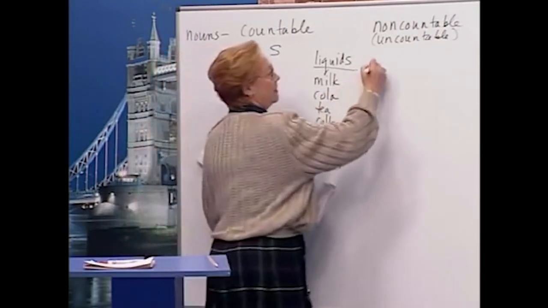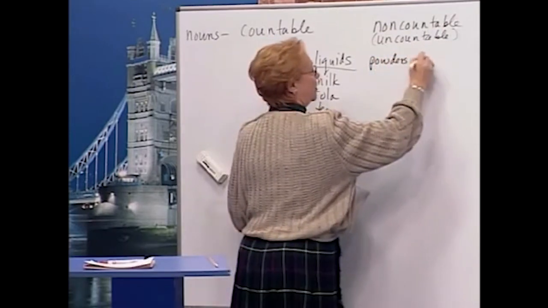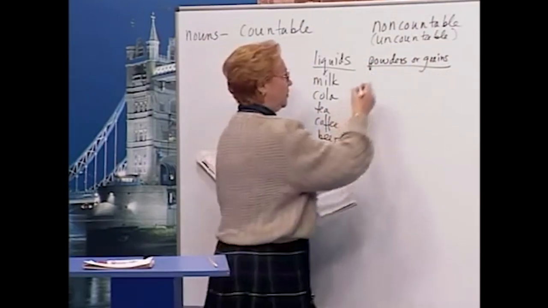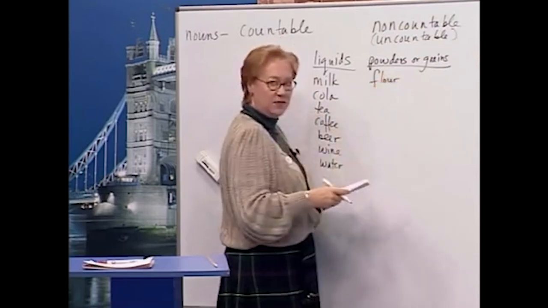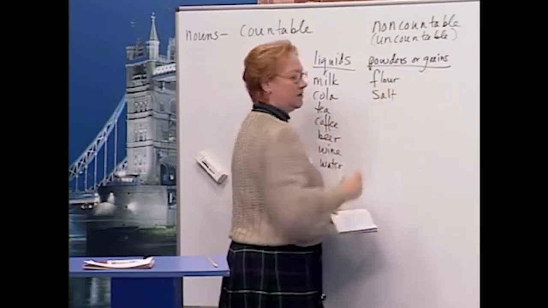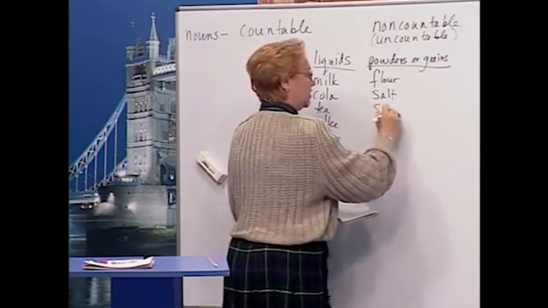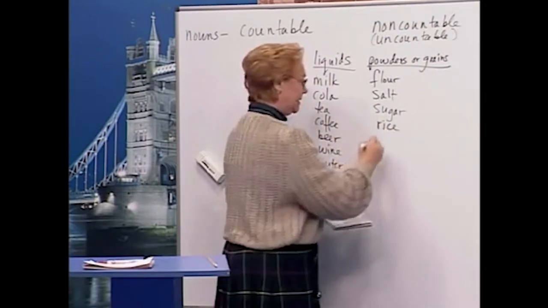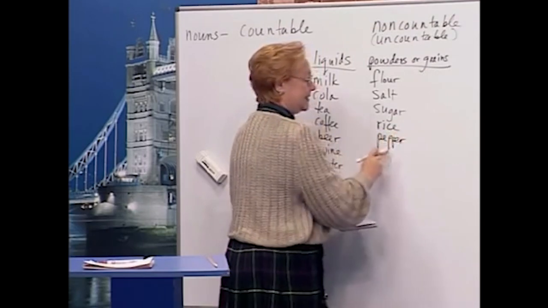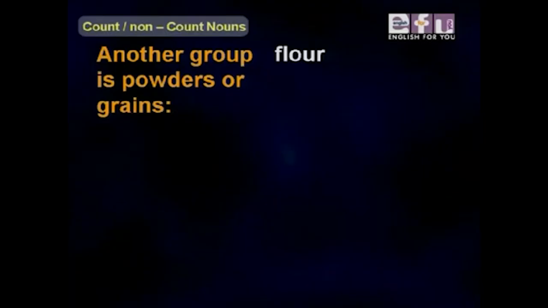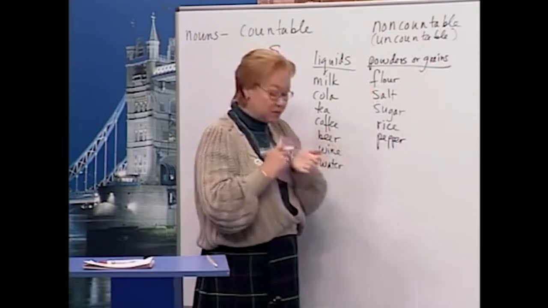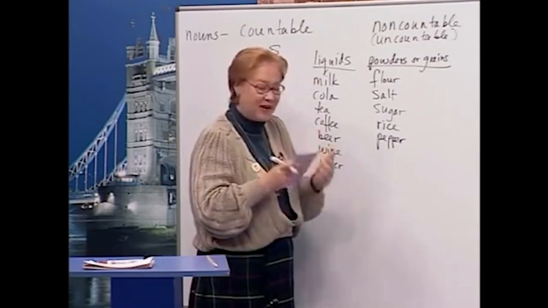Now, another group is powders or grains. Here's some food in this group. Flour, salt, sugar, rice, and pepper. This is black pepper. Flour, salt, sugar, rice, pepper. No S. You can't count this. Flour, sugar. You can't count them.